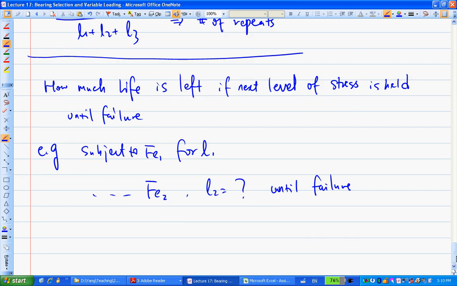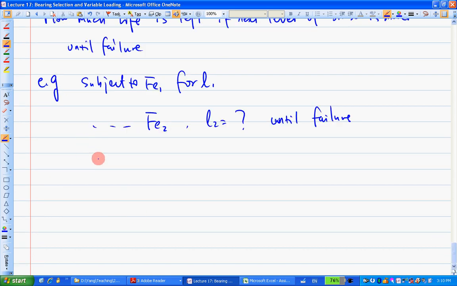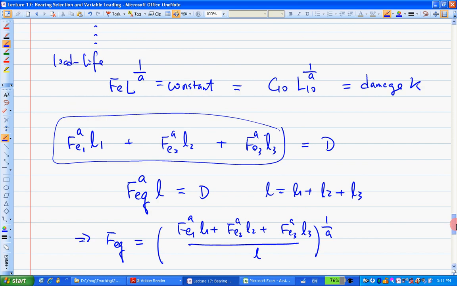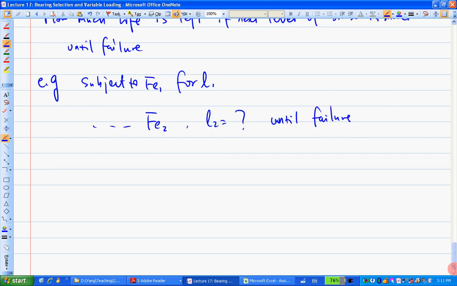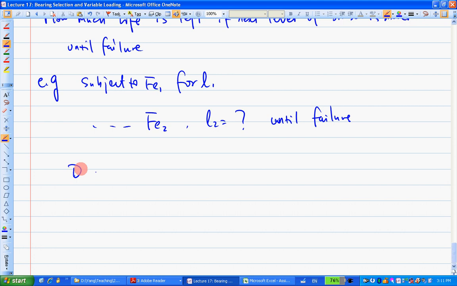So looking at this, here's what you can do. I'll still use the previous example, L1, L2, L3. Let's say my capital D is FE1 to the power A L1, plus FE2 to the power A L2, and L3. So we have this standard, subject to L1, L2, L3.